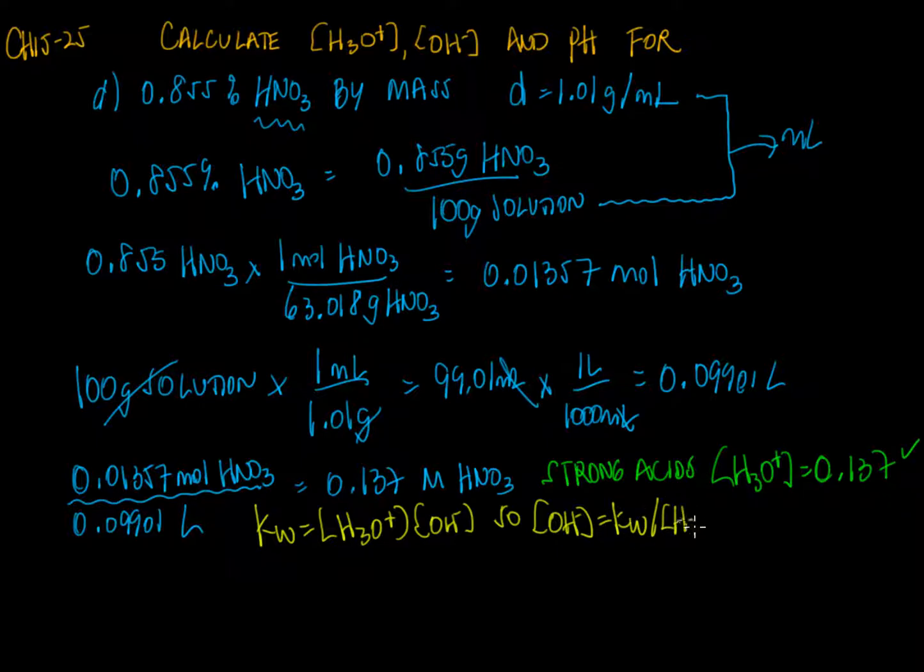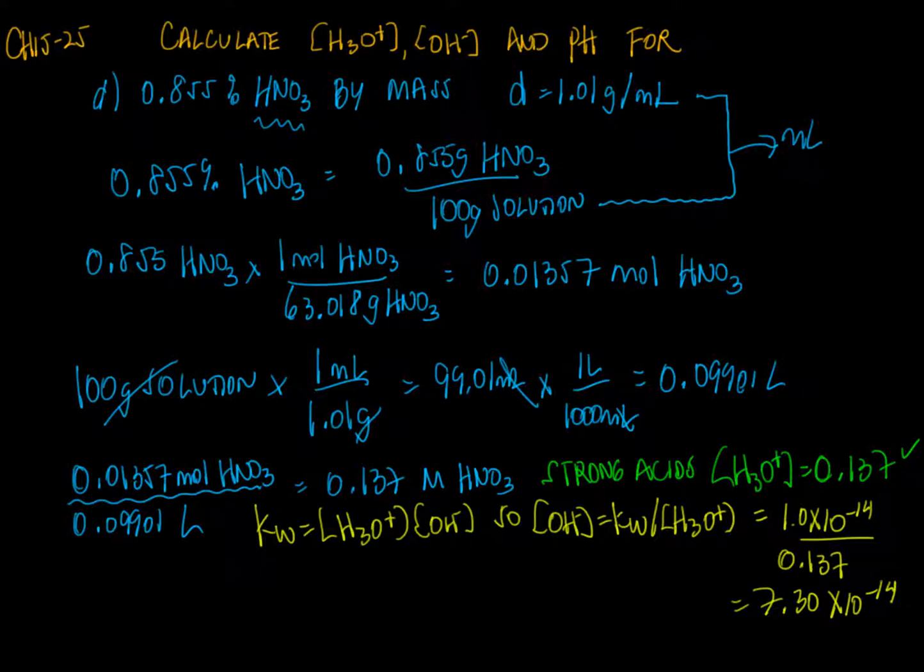If we plug this in, we get 1.0 times 10 to the minus 14 divided by 0.137. And that's going to give us a final value of 7.30 times 10 to the minus 14. We keep 3 sig figs for all of our values here. Density is 3 sig figs as well.